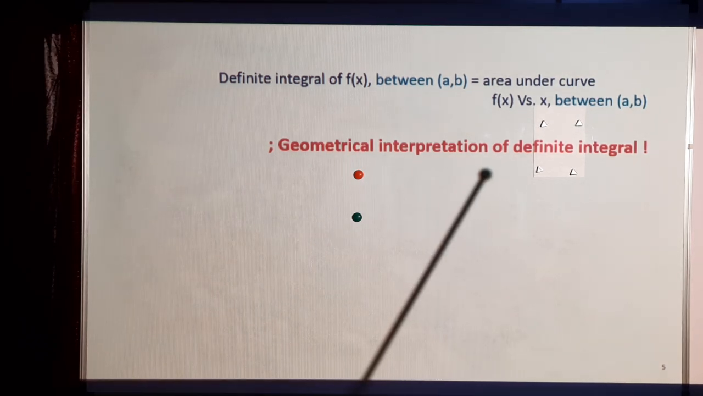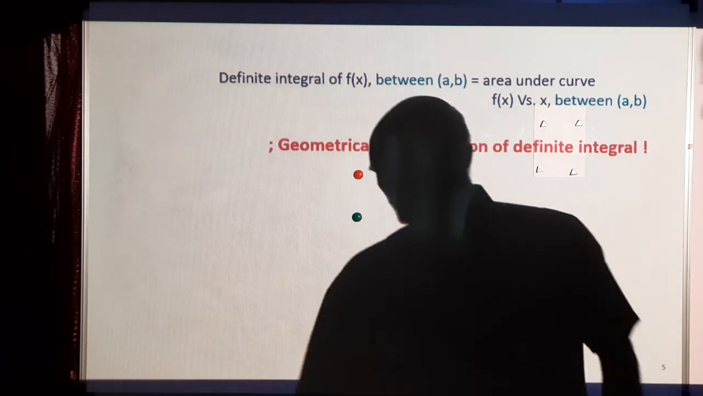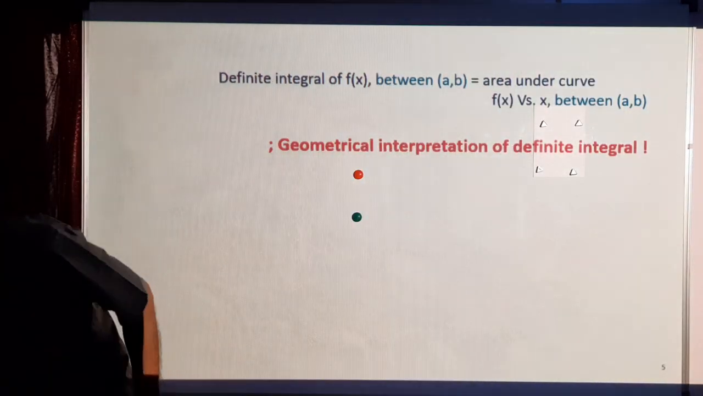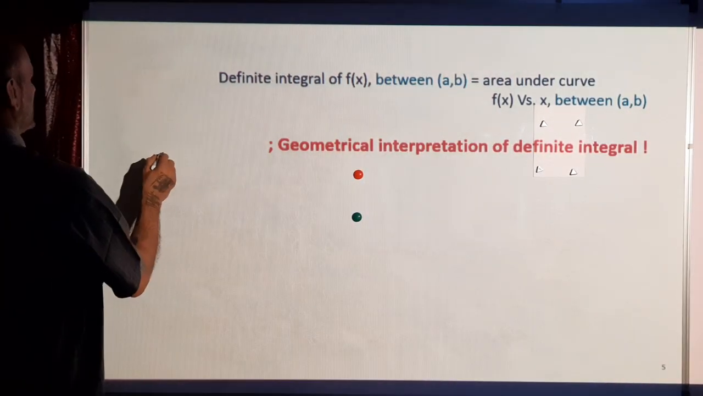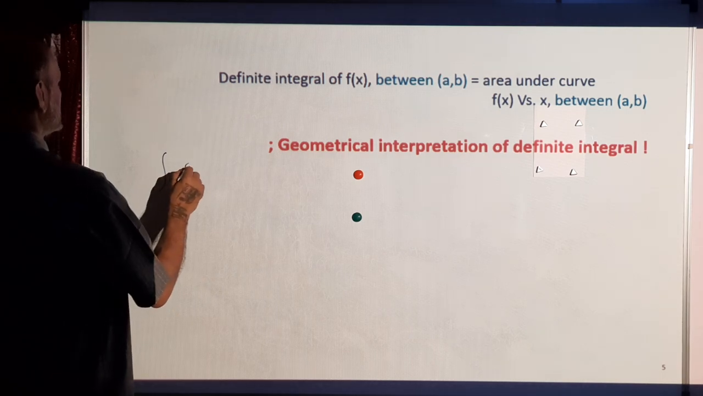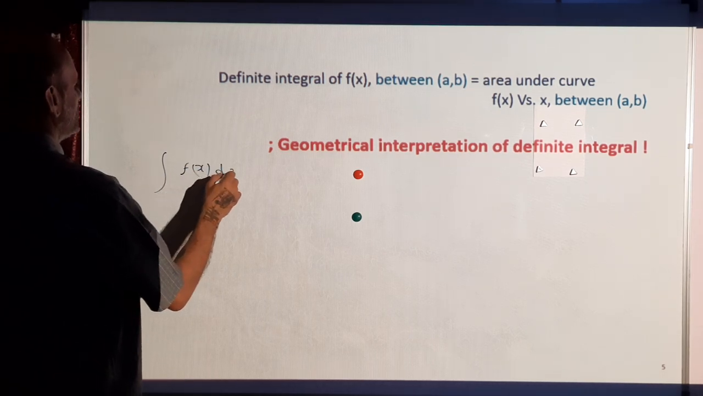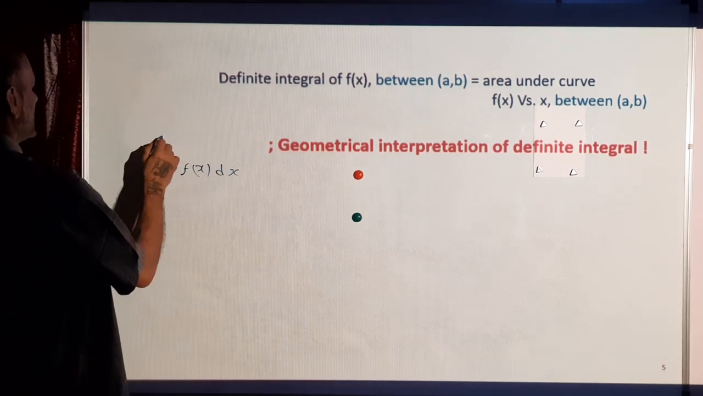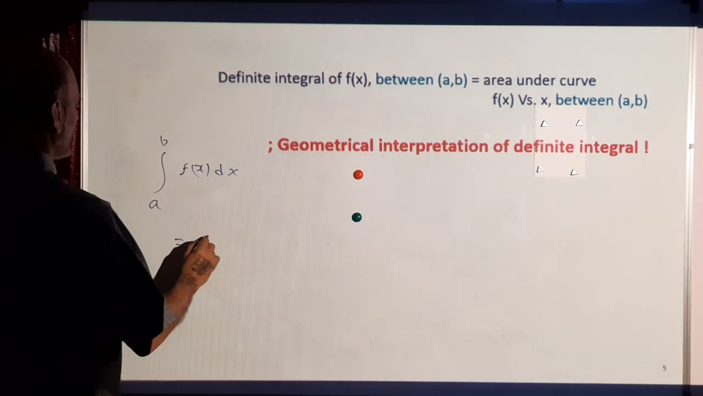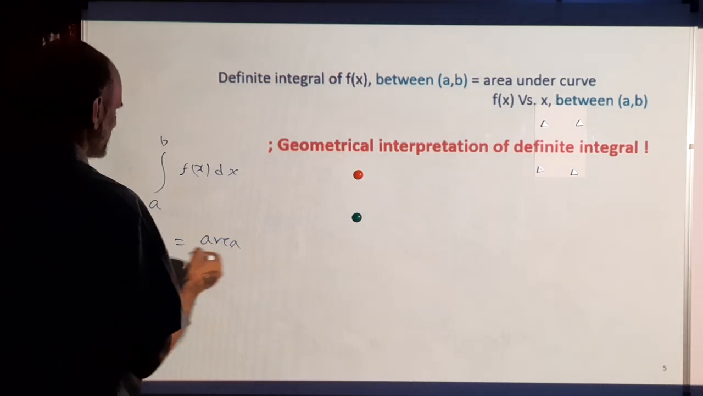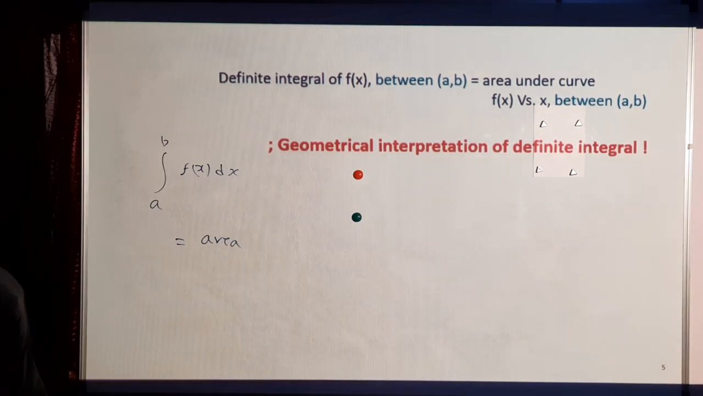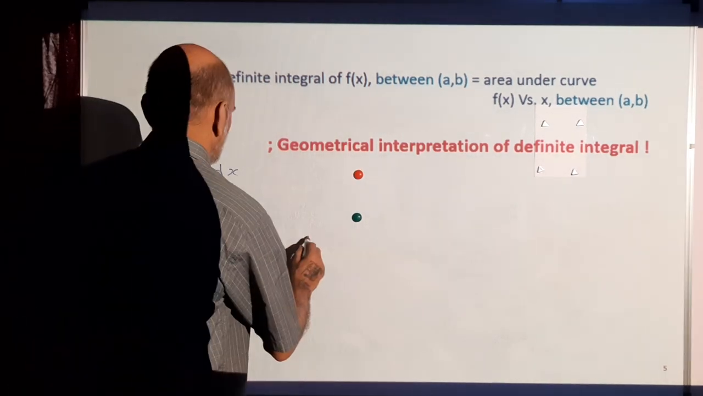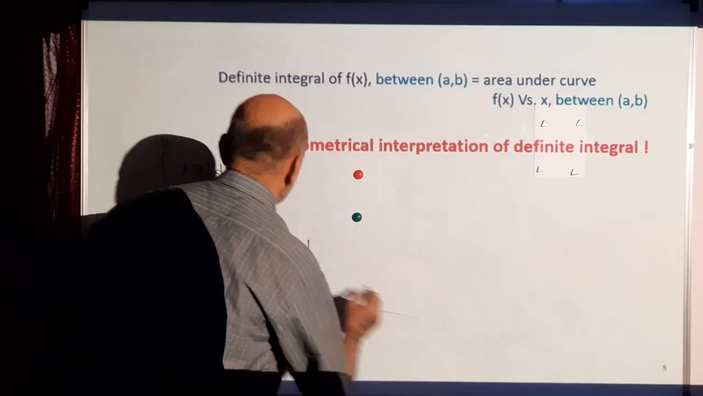Geometrical interpretation of definite integral is, it is area under the curve. The definite integral of a function, say f of x dx between the limits a and b, is equal to the area under the curve. This is the geometrical interpretation.